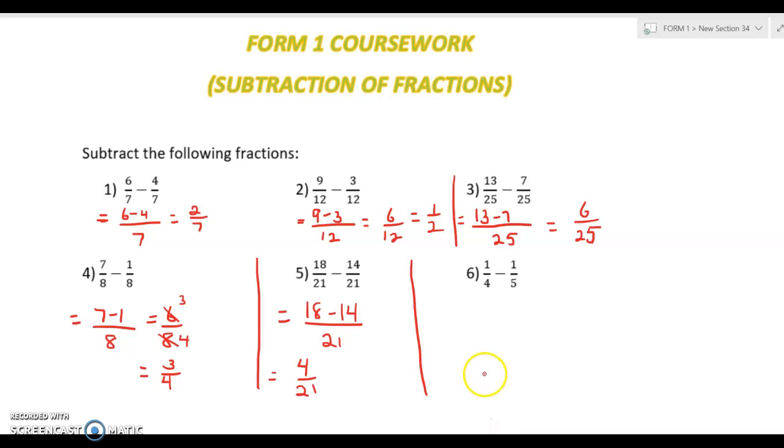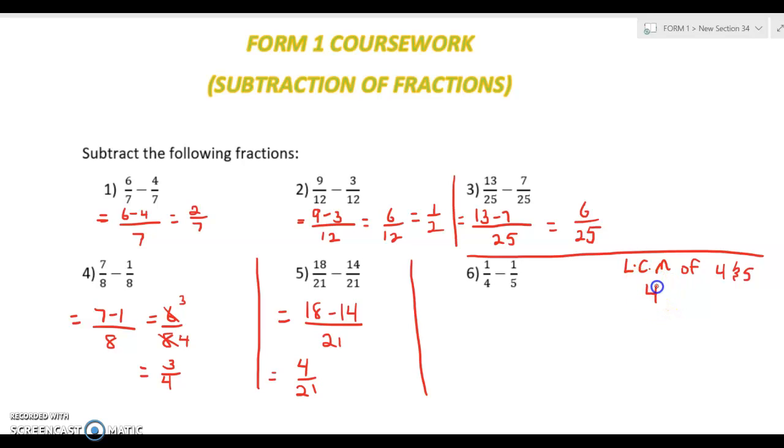Alright, number 6. We have 1 over 4 take away 1 over 5. Now, for number 6, we don't have the same denominators. So that means we need to find the LCM of 4 and 5. And we would have done these, finding the LCM of these numbers, many times before, right? I'll just do it for a couple, and then you can just double check on your own afterwards.